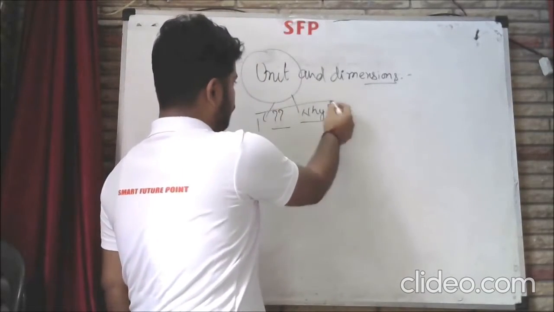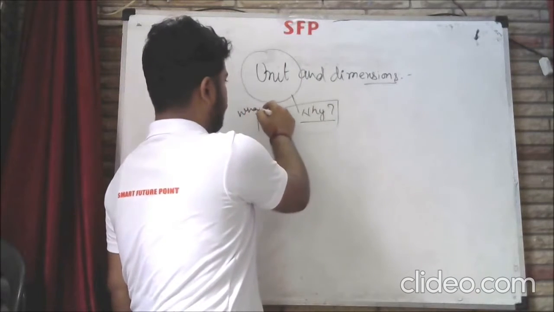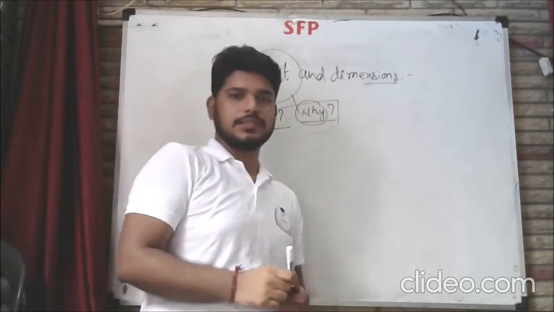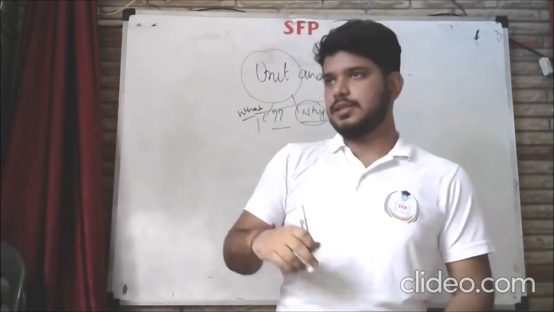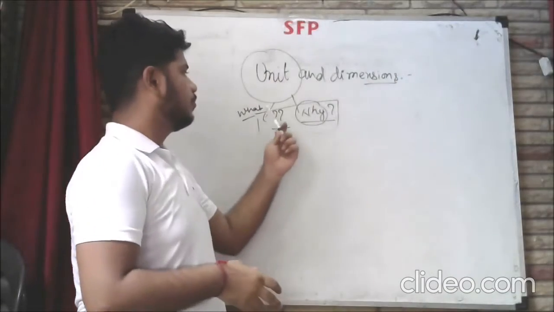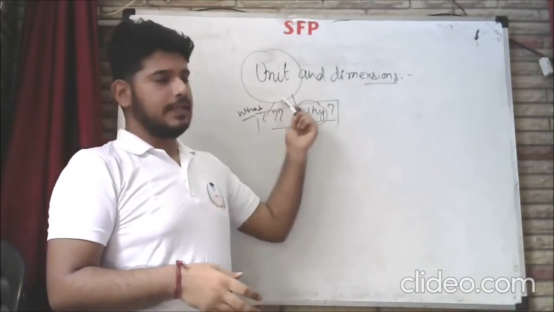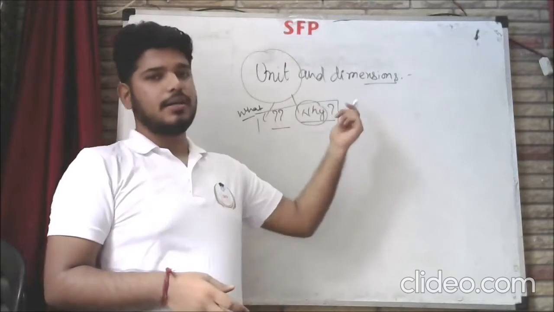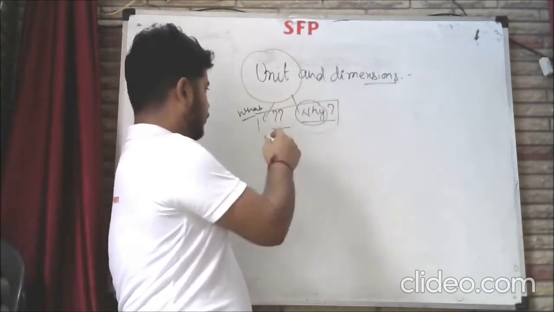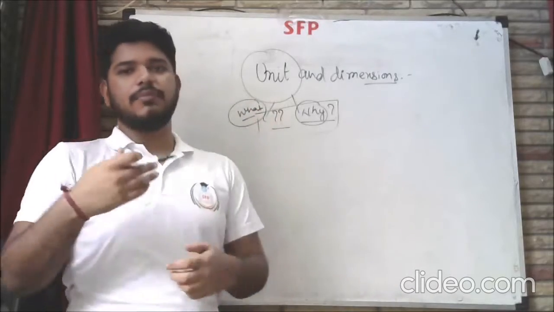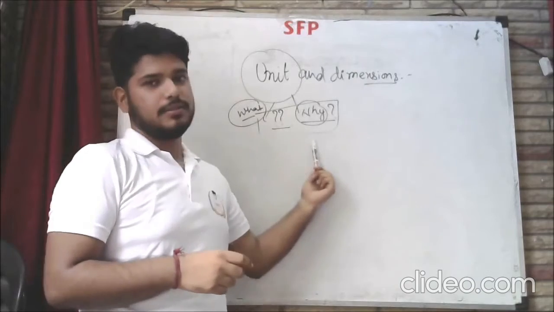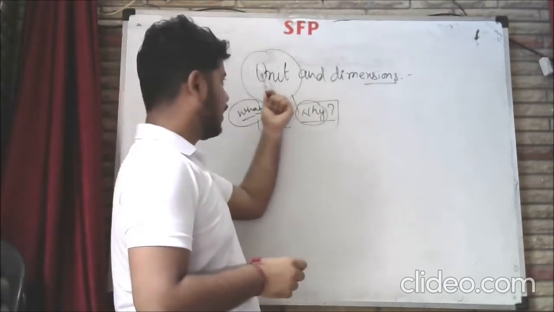I have written two questions: what is this, and why do we need it? This is the basic question of physics. If you want to teach or read physics, these two questions are always important. They give you the very basic idea about the chapter, even a topic. So instead of cramming or remembering anything, you just have to think about what and why. Then you can understand the topic.